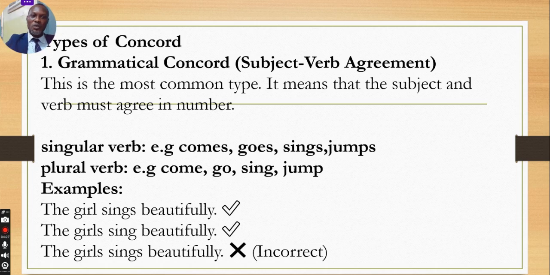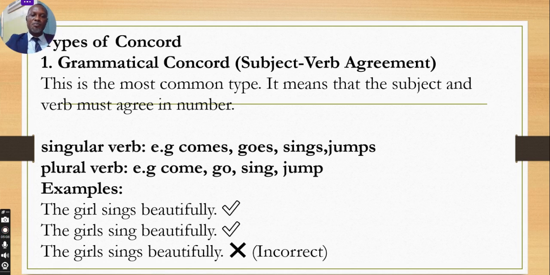A singular verb comes with S, like comes, goes, sings, jumps. These are singular verbs. But a plural verb does not come with S. The plural of comes is going to be come without S. The plural of goes is going to be go without S. The plural of sings is going to be sing without S. The plural of jumps is going to be jump without S. So these are the things that I want you to know before we move into the topic.